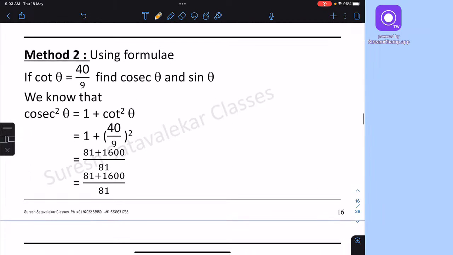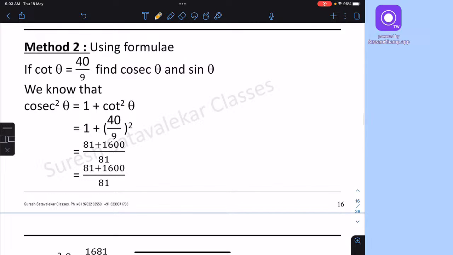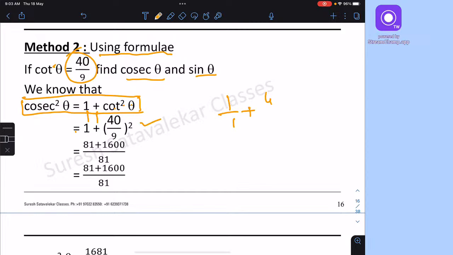Now, without using the figure, using formulae, we can do this. So cot theta is equal to 40 upon 9. You are asked to find cosec theta and sin theta. Now there is a relation. Cosec square theta is equal to 1 plus cot square theta, that you have to use. The 1 is as it is, and cot square theta means square of cot theta. Cot theta is given as 40 upon 9, so square of 40 upon 9.